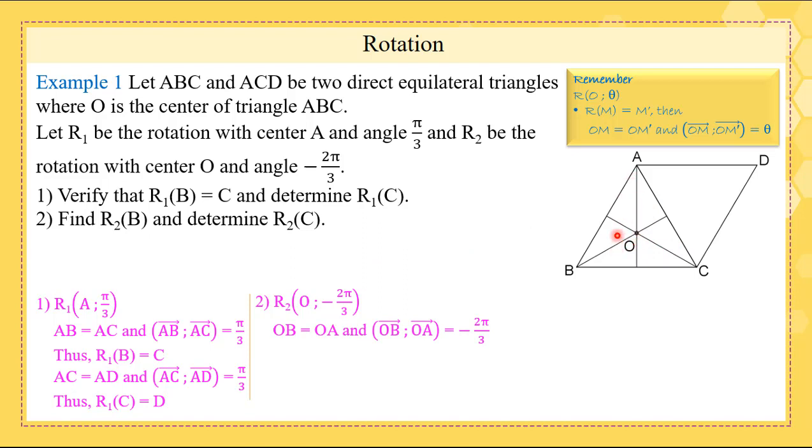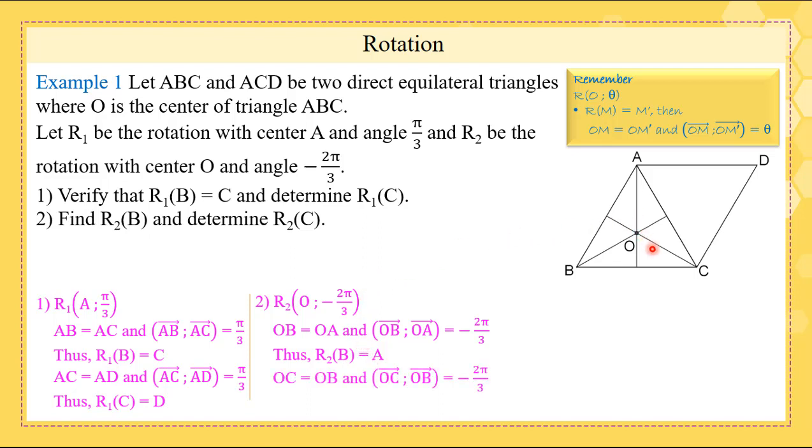Now let us make a few remarks about the angle AOB. Here we have that the triangle OAB is an isosceles triangle at O. So the angle OAB is equal to the angle OBA, which is equal to 30 degrees. Then the angle AOB is equal to 180 minus 60 degrees, which is equal to 120. But the angle between OB vector and OA vector is in a negative sense. So this angle is equal to minus 120, which is equal to minus 2 pi over 3. So we can deduce that R2 of B is equal to A.